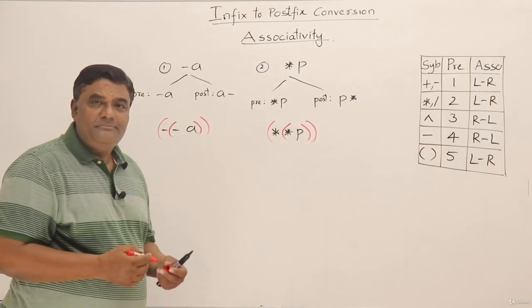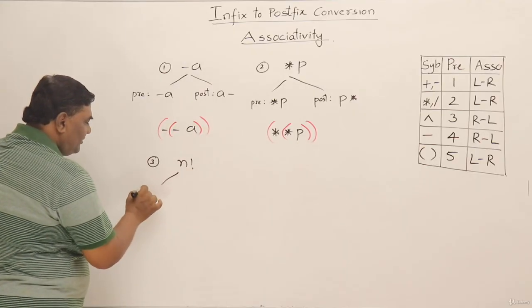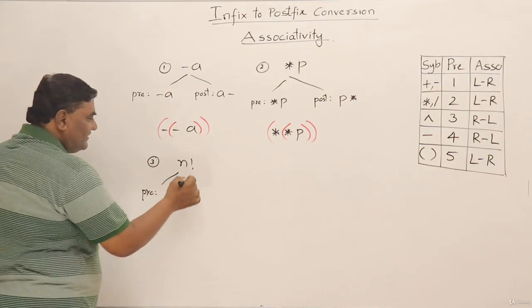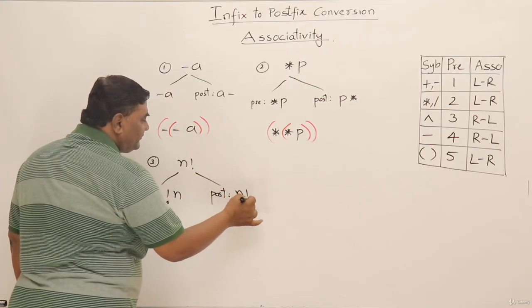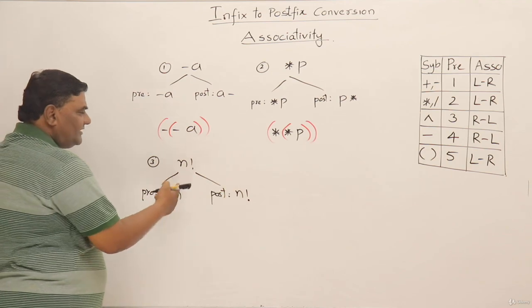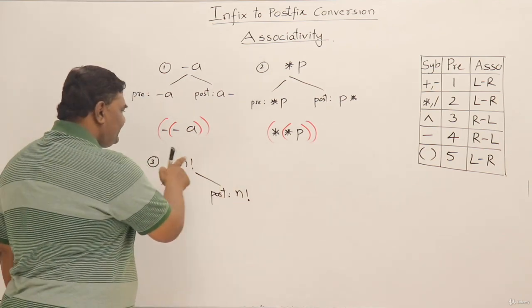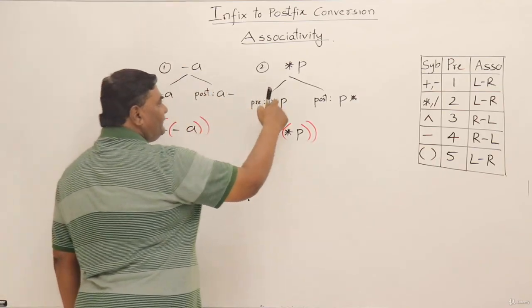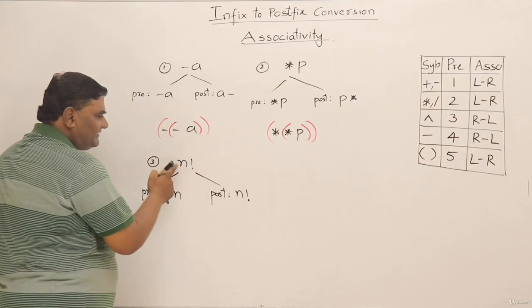Now I'll take one more example of a unary operator. N factorial. What is the prefix form of this one? The prefix form of this one is first factorial, then n. What is the postfix form of the expression? This is n factorial only. This is the same normal form, which is nothing but infix, I should say. So this postfix is same as infix. Here prefix was same as infix. But here postfix is same as infix.